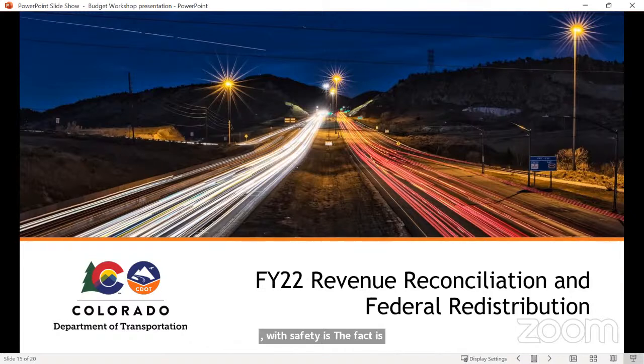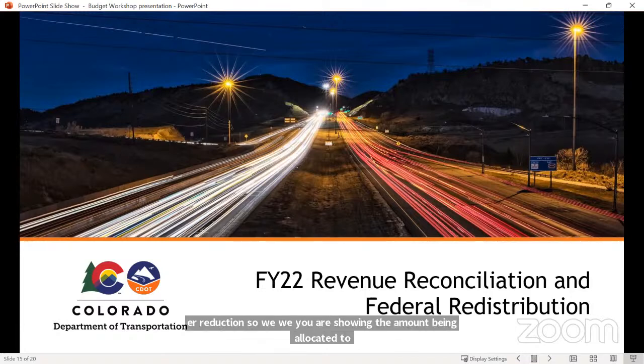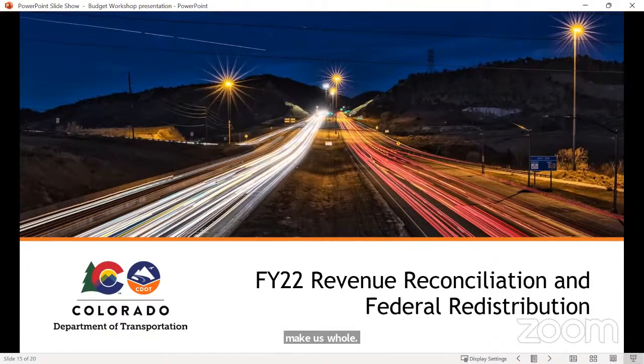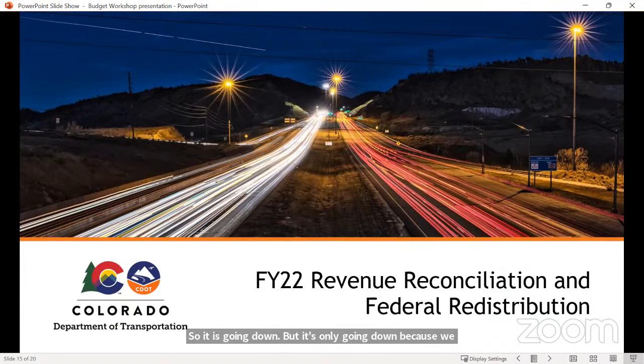So you are showing the amount being allocated to the program going down in fiscal year 24, and that's related to the reduction in the FASTER fee. But we actually received a backfill in the prior year to make us whole. So it is going down, but it's only going down because we received extra last year to make up for lost revenue this year, which is a little bit confusing.